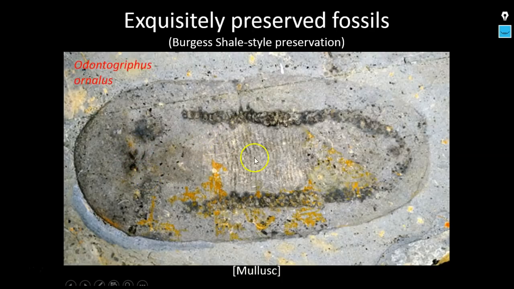You can see these are, I think, muscles in here. That's a gut tract, I think, but I could be wrong. I'm not a Cambrian expert or a malacologist. But there you go. So you can Google this if you want. So this is purported to be the earliest mollusk. It's a little bit controversial.